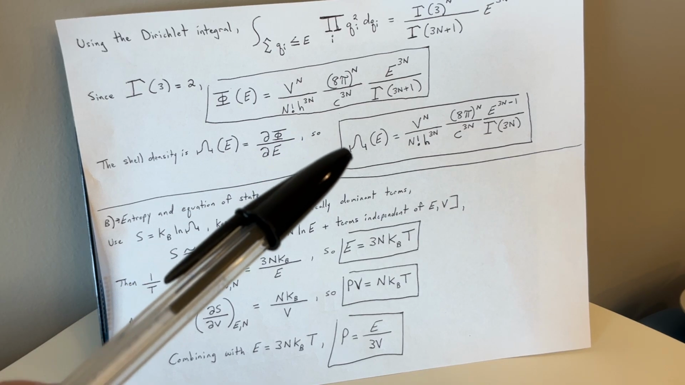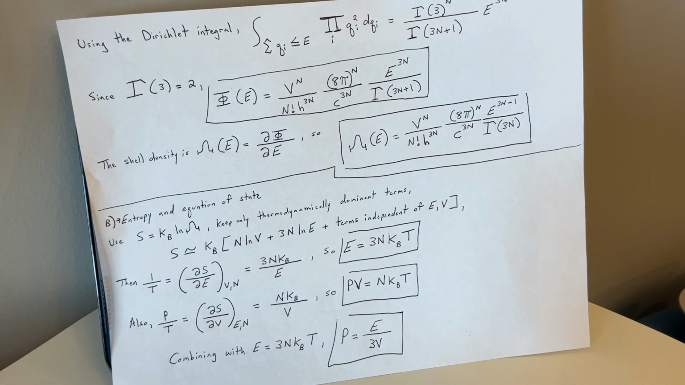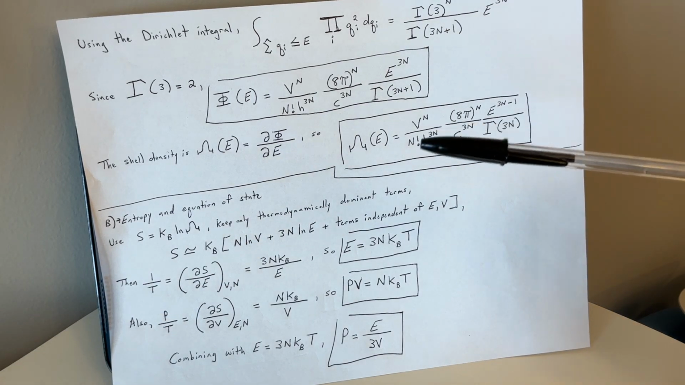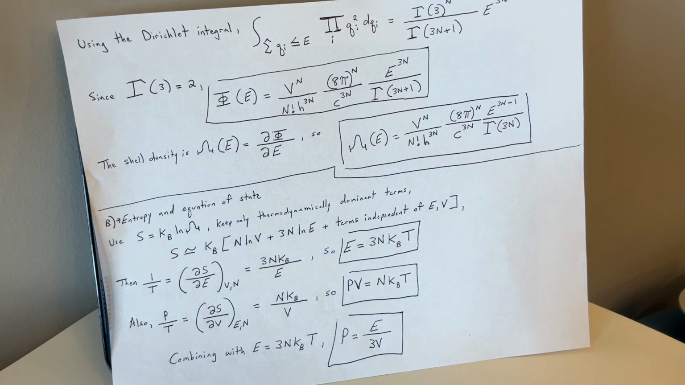So we're going to wind up with Omega of E equals V to the N over N factorial h to the 3N times 8 pi to the N over c to the 3N times E to the 3N minus 1 over capital Gamma of 3N.